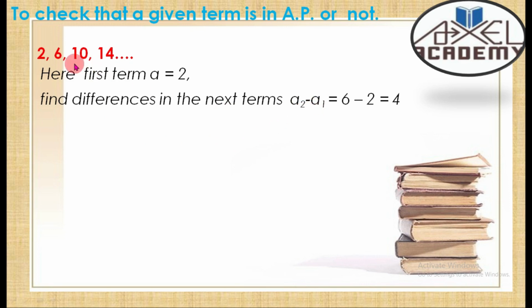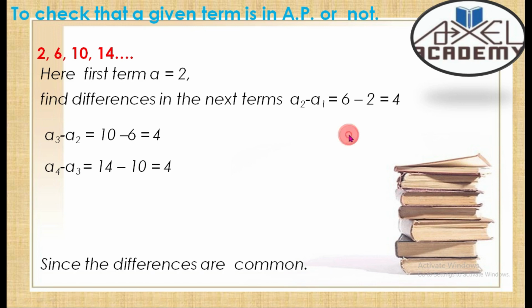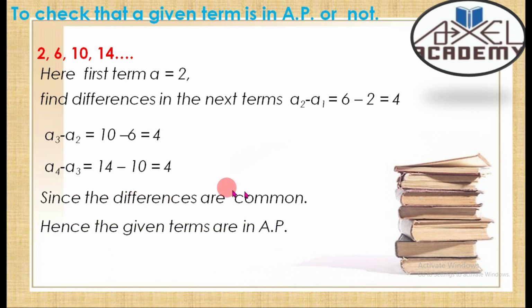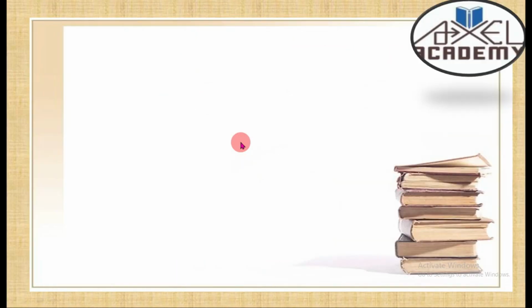A2 minus A1, 6 minus 2 is what? 4. Similarly, A3 minus A2, 10 minus 6, it is again 4. A4 minus A3, 14 minus 10, it is again 4. So what you are getting is that the difference between two successive terms is always 4. So since the differences are common, we can say that the given terms are in AP. I think this point is clear.